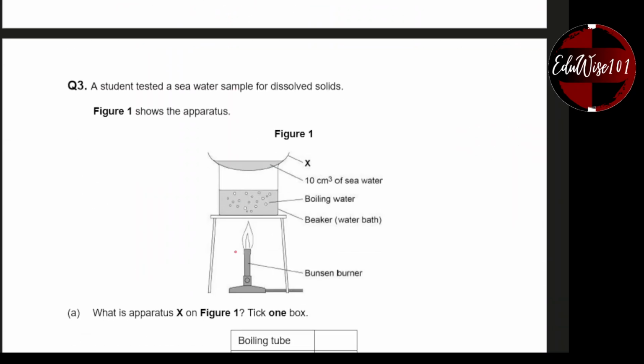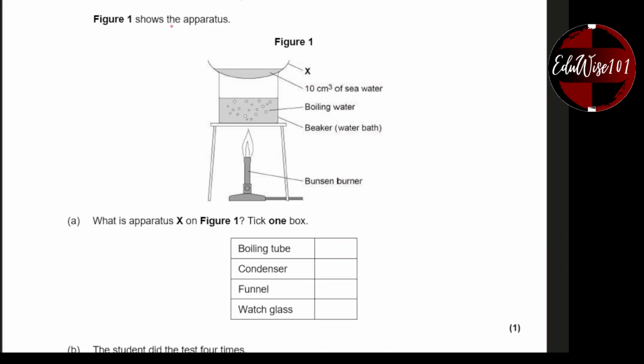Question number 3. A student tested a seawater sample for dissolved solids. Figure 1 shows the apparatus. So X is this structure: a 10 centimeter cube of seawater, boiling water here, a beaker, and the Bunsen burner. What is apparatus X on figure 1?